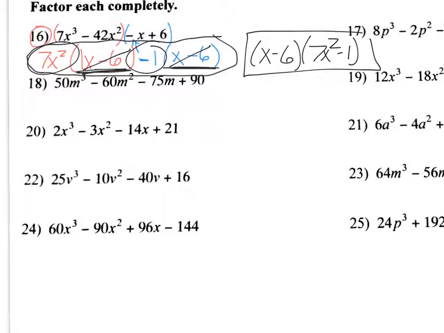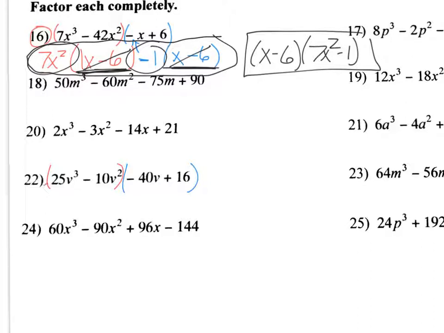So I'm going to come down here to number 22 and do one more example with you here. So problem 22 here, again, first thing we're going to do is group them. So first 2, second 2. In the first group, again, look, 25 and 10. What will go into both of those? 5 is the biggest thing.